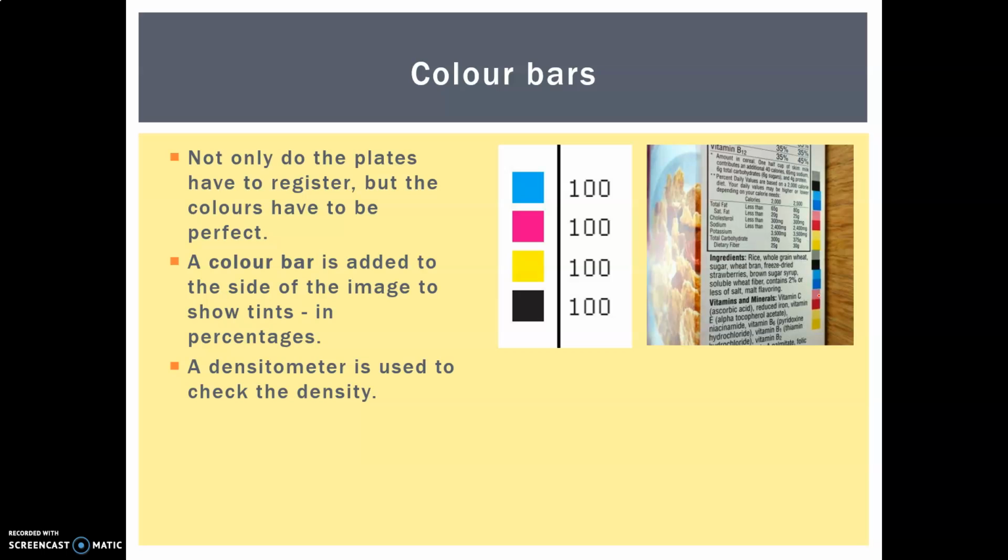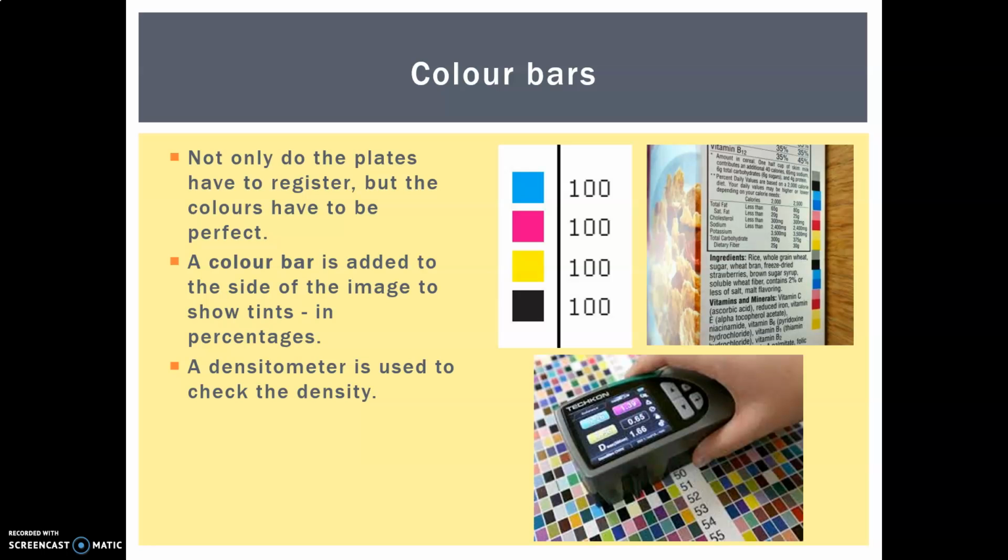And a densitometer, as in the density of something. A densitometer is used to check the density. And it literally looks like this. Sometimes they're very high tech, and you scan it over a particular colour and it tells you all the colour charts. It's quite amazing, actually.